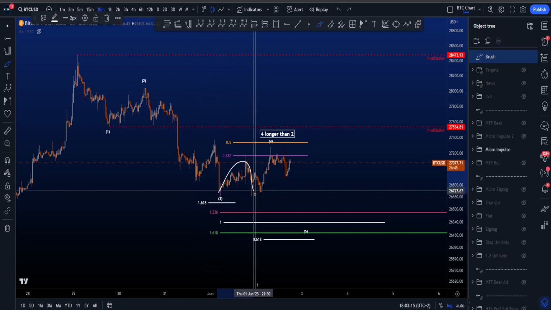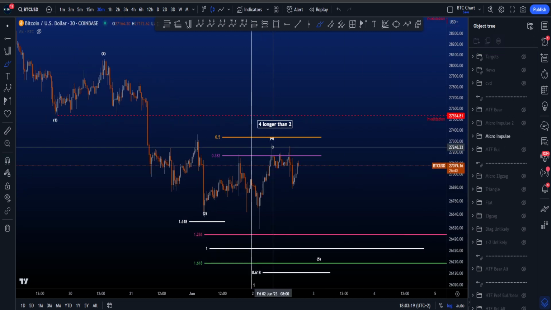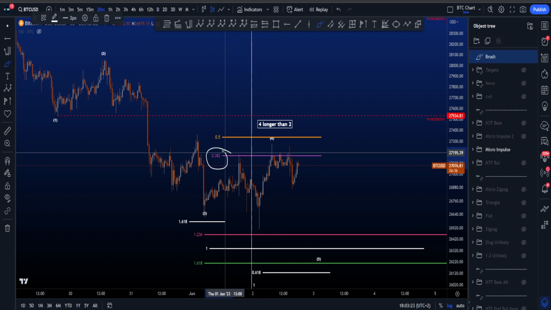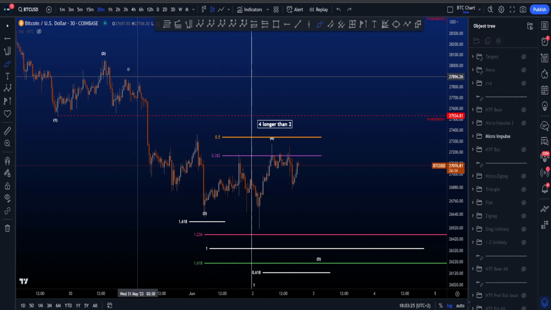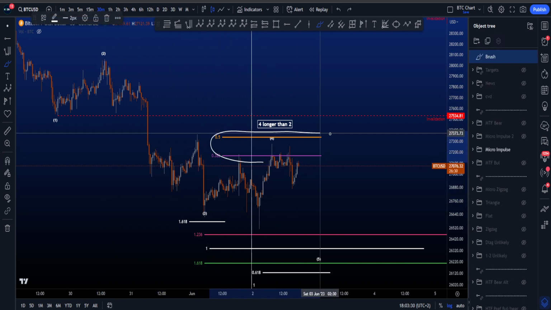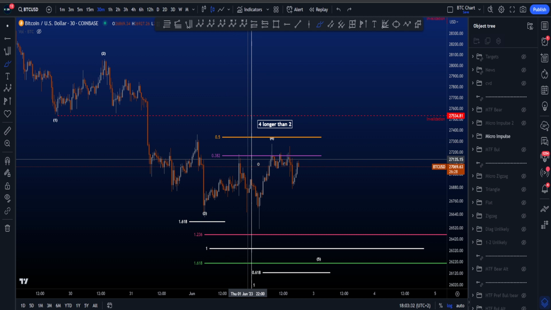And then we have an expanding flat in a wave 4 over here. Now an expanding flat in a wave 4 is the most common pattern in a wave 4, so that is quite nice. We also have over here the 0.382 and the 0.5 Fibonacci taken from the high of 2 to the low of 3, and this is a common target area for a wave 4, so that works as well.